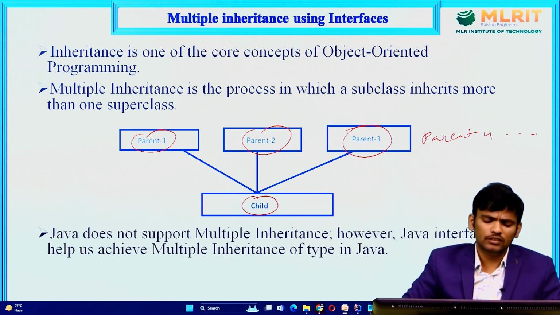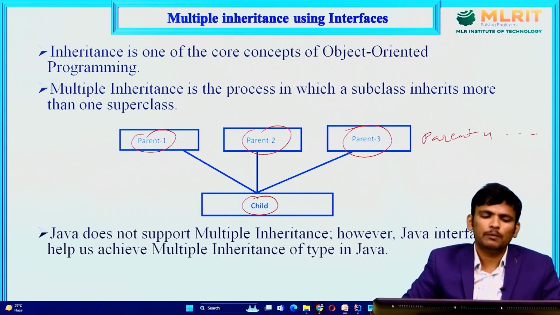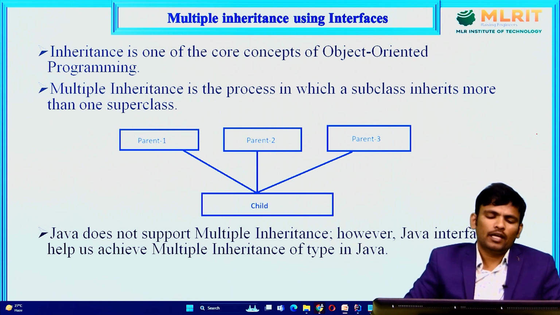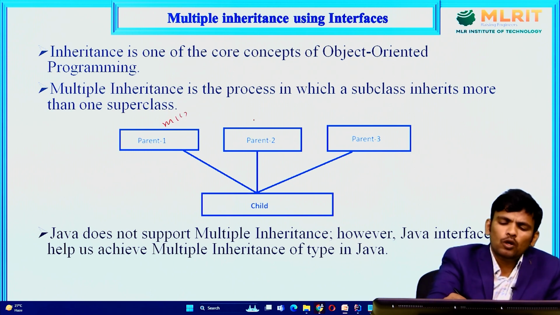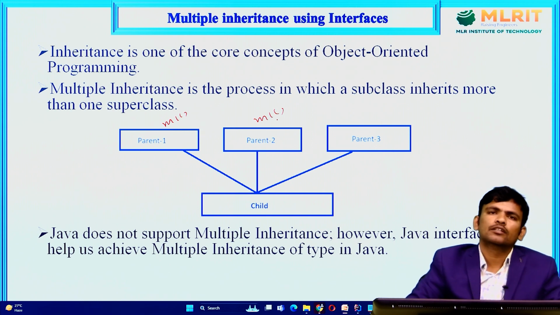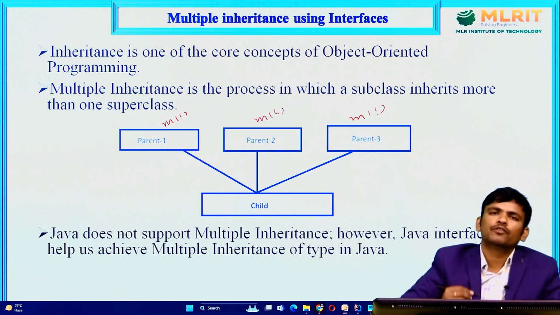Java doesn't actually support this feature, means with respect to classes, Java doesn't support the multiple inheritance concept. Why don't Java classes support multiple inheritance? Because of the diamond problem or ambiguity problem. Let's take an example: parent 1 has an M1 method, parent 2 also has exactly the M1 method, and parent 3 also has exactly the M1 method.